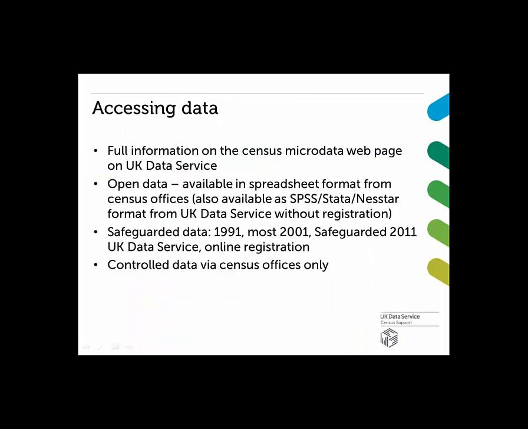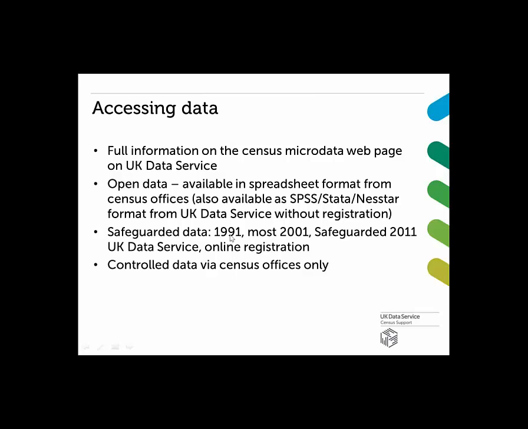Okay, so that's all I want to say about the data because time's getting on. But you'll find information about the microdata on the UK Data Service. The open data are available in spreadsheet form from the census offices, but you can also get SPSS, Stata or Nesstar formats from the UK Data Service without registration.